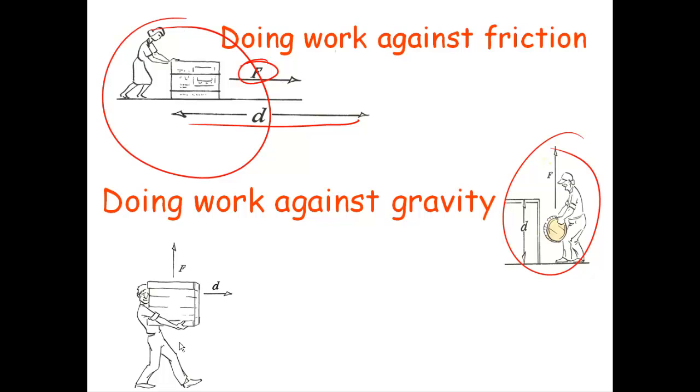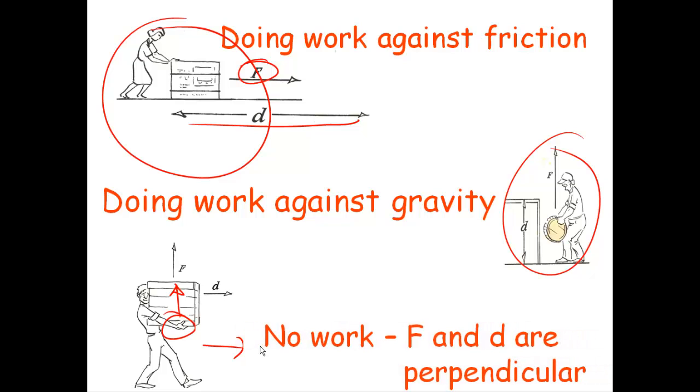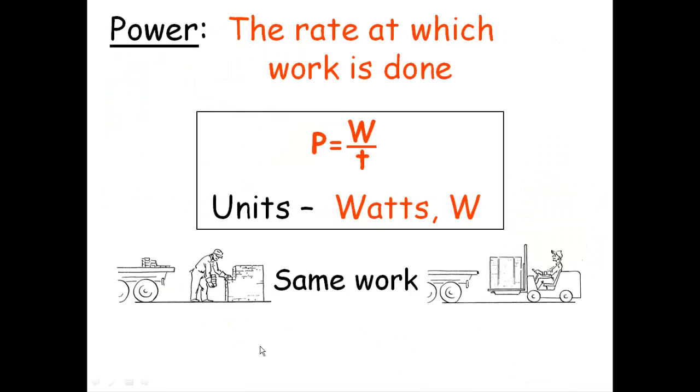But this other person, although his feet may be doing the work, his hands are not. His hands are pushing up as he's walking to the right. So no work is done because the force and motion are not parallel to one another. They're perpendicular. So that's a key idea. They must be parallel to each other to do work.